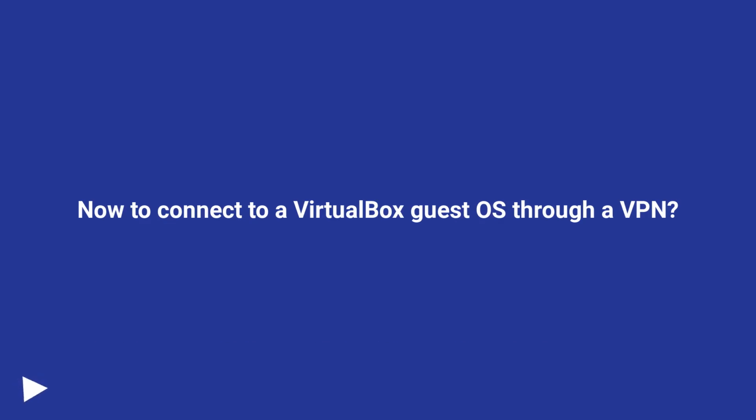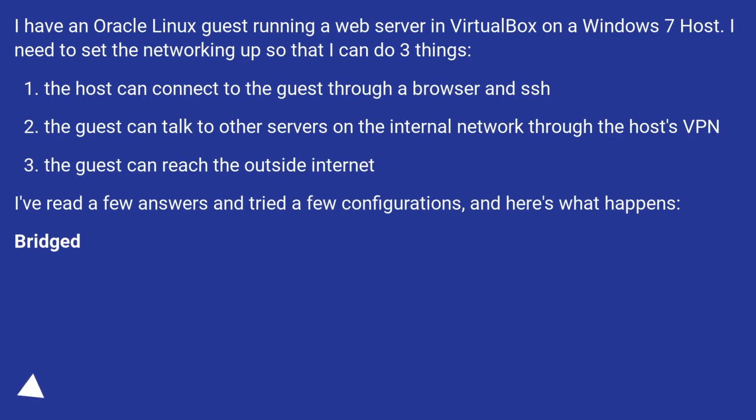Now, to connect to a VirtualBox guest OS through a VPN. I have an Oracle Linux guest running a web server in VirtualBox on a Windows 7 host. I need to set the networking up so that I can do three things. The host can connect to the guest through a browser and SSH. The guest can talk to other servers on the internal network through the host's VPN. The guest can reach the outside internet.